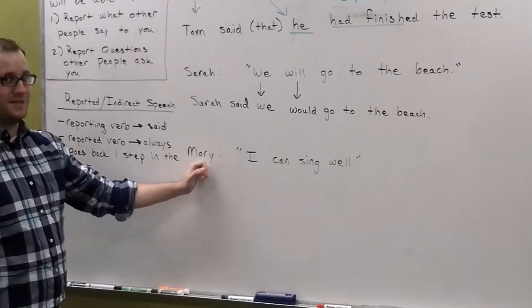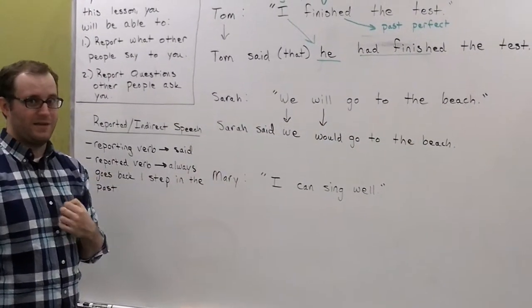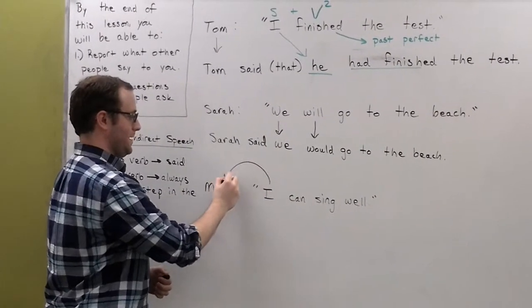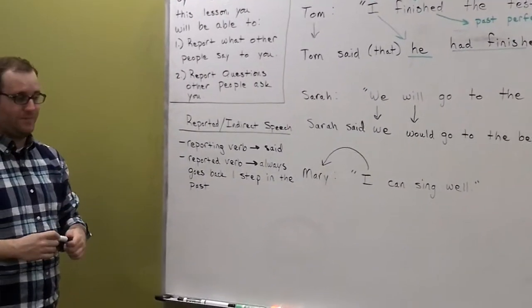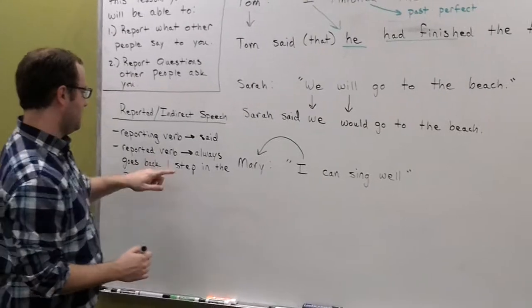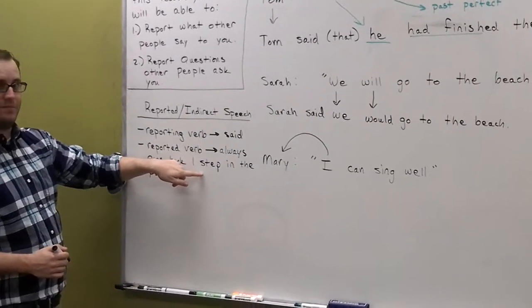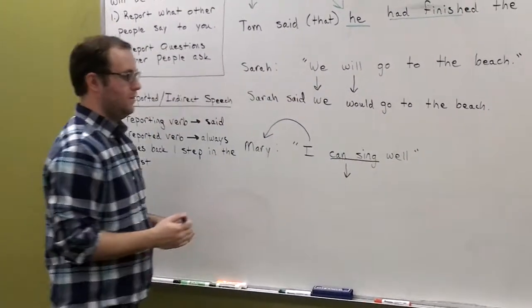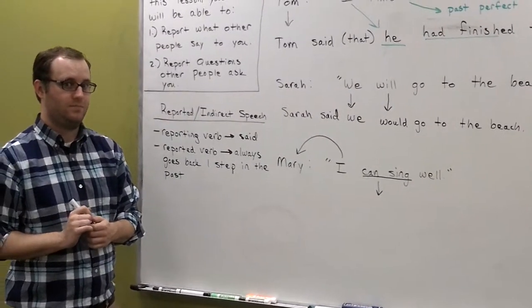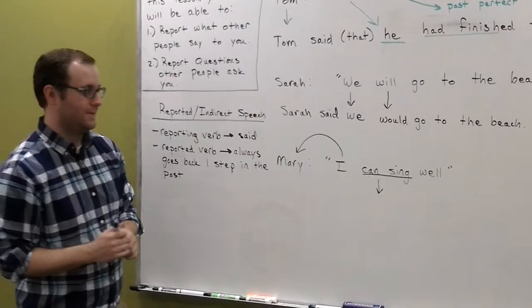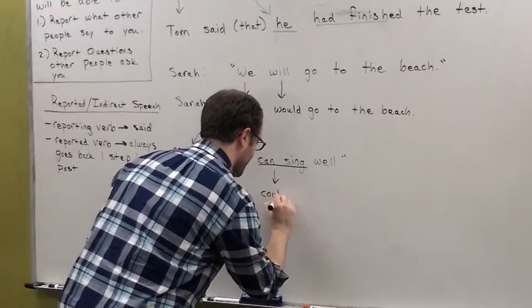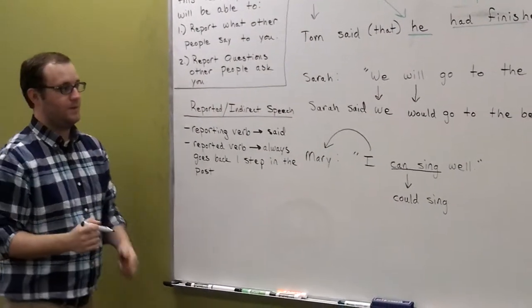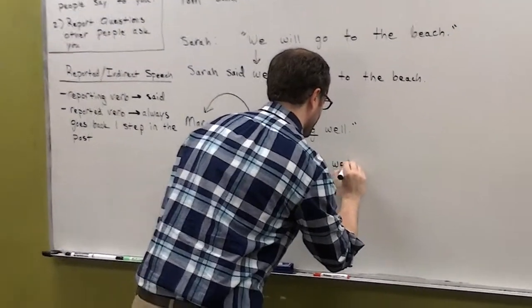Mary is speaking. She says, I can sing well. Okay? Who is Mary talking about? Who is I in this situation? You said Mary, you're correct. Okay? Mary and I are the same. Okay? So now, what's our verb? What's our reported verb? Can sing. What is the past of can? Alright. You said could. You are 100% correct. Okay? So we change can sing to could sing. Keep well here. You don't have to change anything.